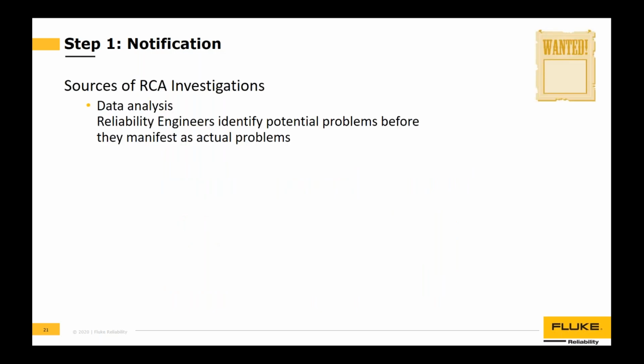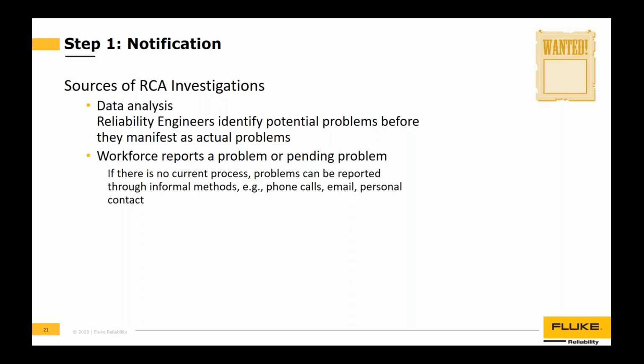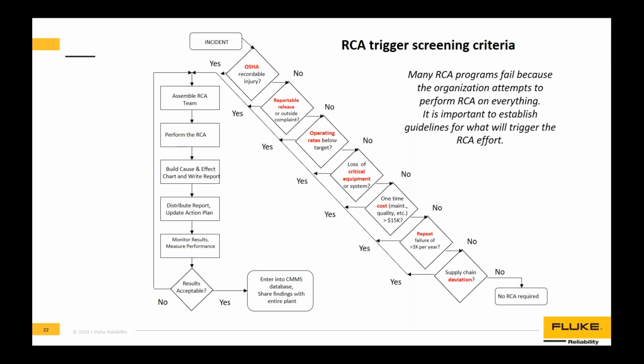Some of the sources: you can have reliability engineers that are monitoring their equipment. They see repeat failures, they see pending failures, things like that. So understanding your data. Hopefully you don't have problems where someone out in the organization reports a problem. It could be a phone call, email, personal. It happens. It's not the best way. We want to operate off of a triggering system that tells us when we want to do a root cause. For instance, if it's a recordable or a reportable release, something like that. If it is a high cost failure, if it's repeat failures, is it a truly critical piece of equipment? There are some pieces of equipment where it doesn't matter if it goes down for 5 minutes. I want to know why. So we define our triggers, if you will, that tell us to go do a root cause.